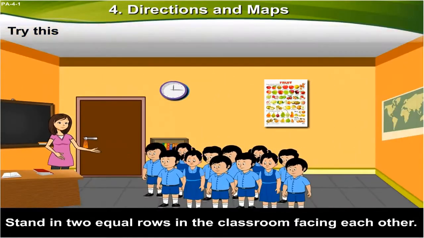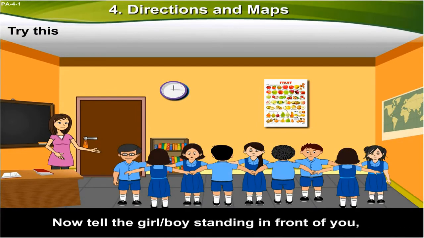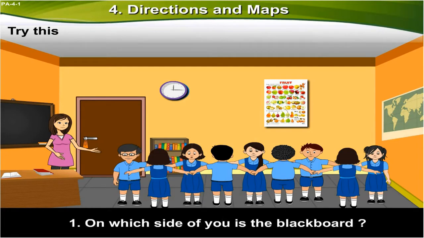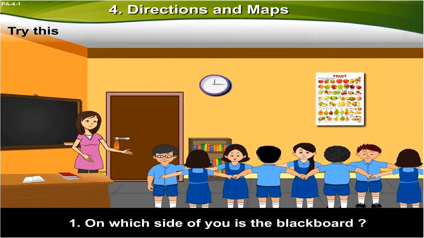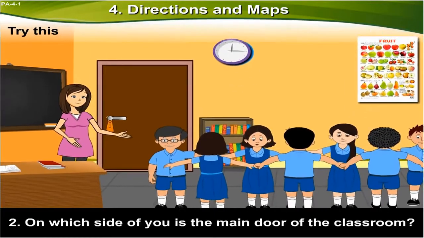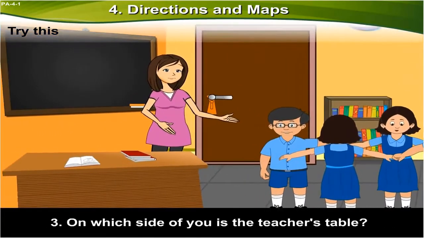Stand in two equal rows in the classroom facing each other. Now tell the girl or boy standing in front of you the answers to the following questions. Number 1. On which side of you is the blackboard? Number 2. On which side of you is the main door of the classroom? Number 3. On which side of you is the teacher's table?